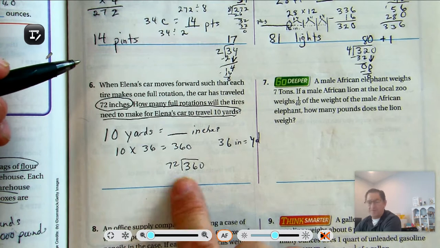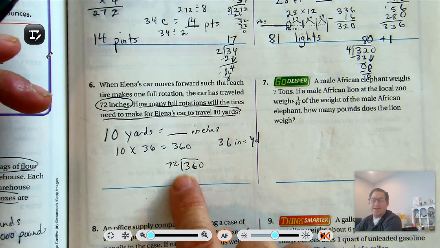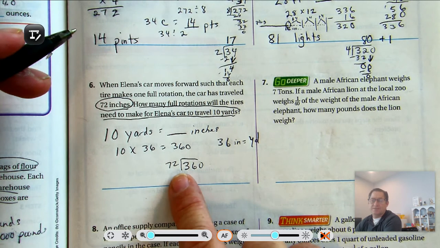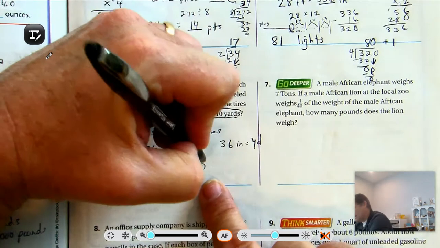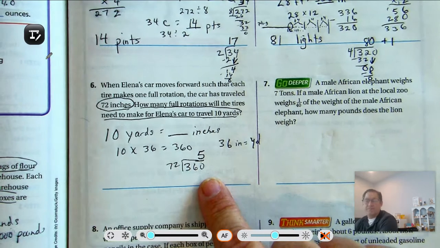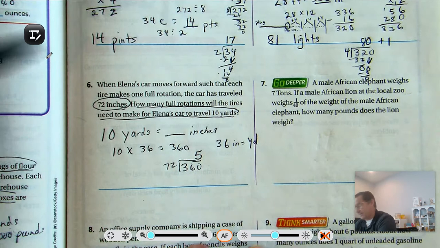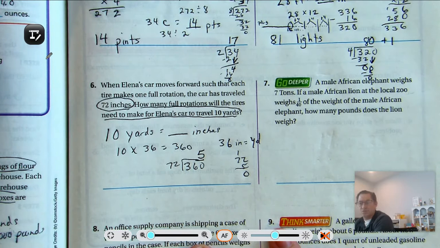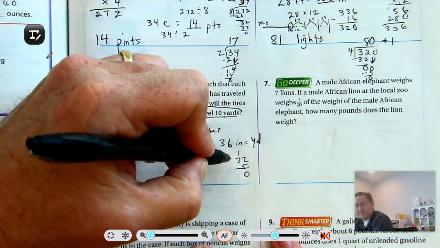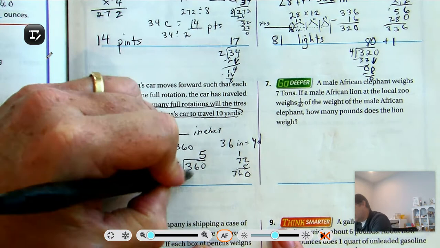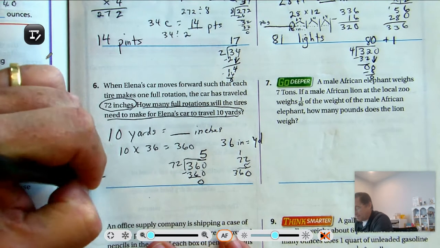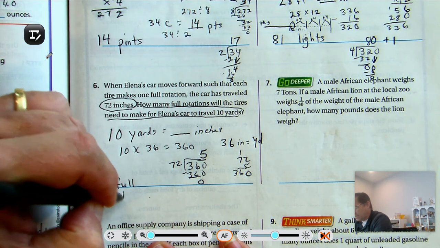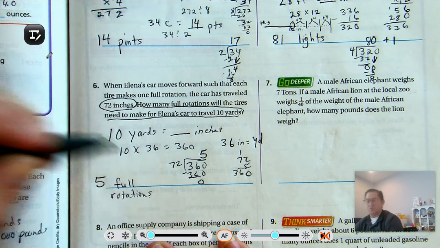Well, I can't take 72 from 300s. I can't take 72 from 36 tens. I can take 72 from 361s. And I think that's going to be about 5, because 5 times 70 is 350. 5 times 2 is 10. Regroup as 1 ten and 0 ones. 5 times 7 is 35 tens, plus 1 more is 36. So it's going to make 5 full rotations to travel 10 yards.